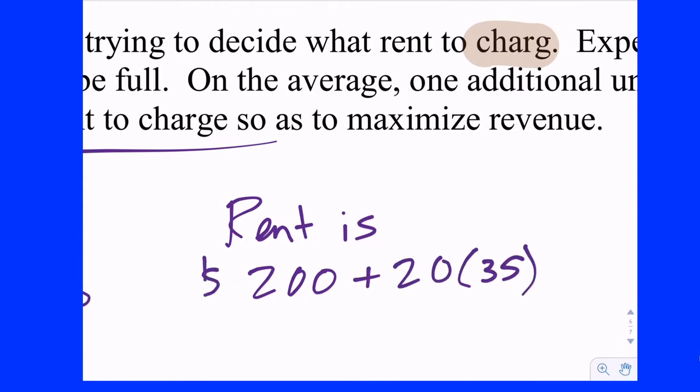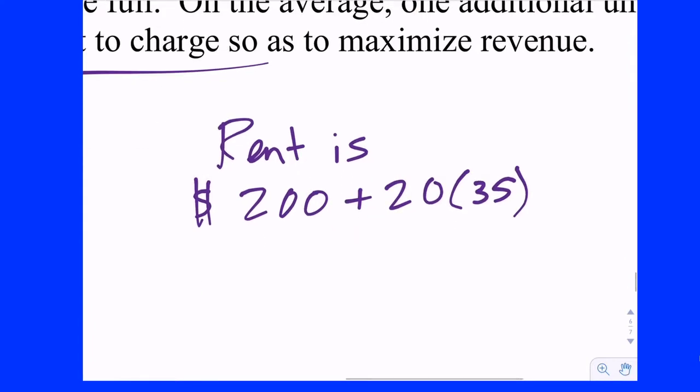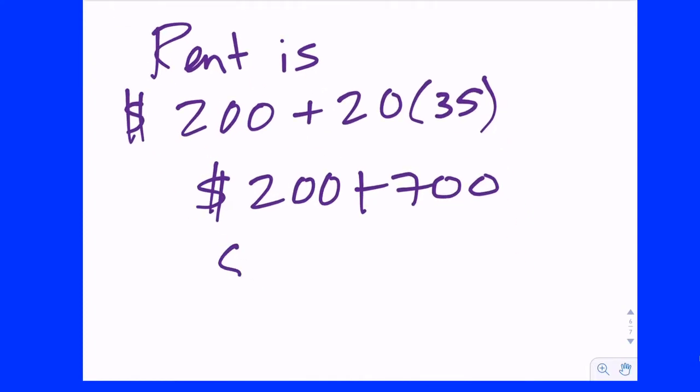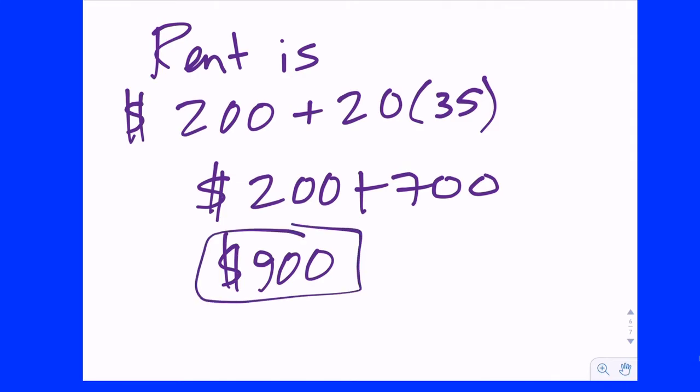And if this were a free response, you put dollar signs on the front and you're walking away. Right? But if you told your tenants that, some of them might not appreciate that. So let's go ahead and figure it out for them. 35 times 20 is going to be 700. Oh my gosh. So the new rent to charge is $900 a month.